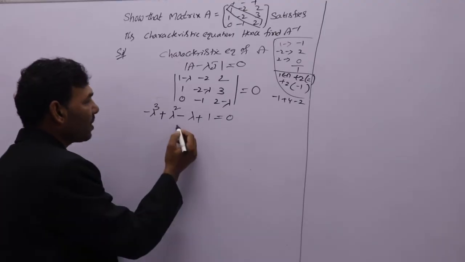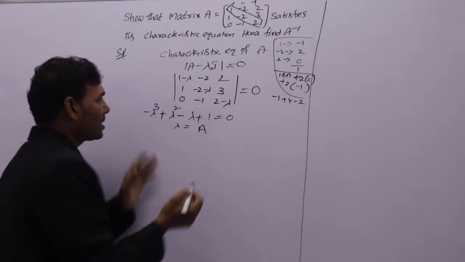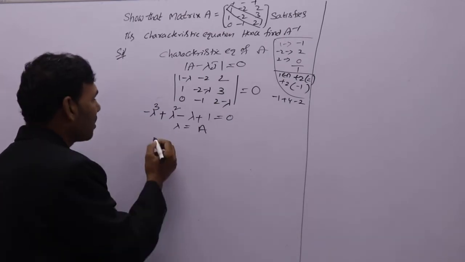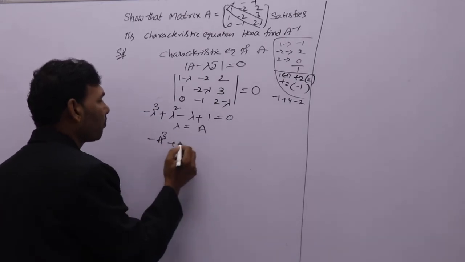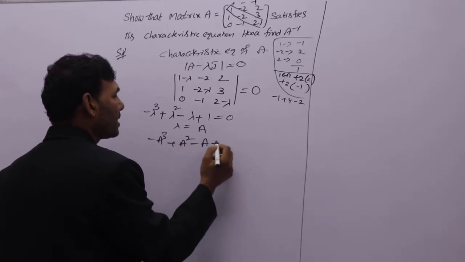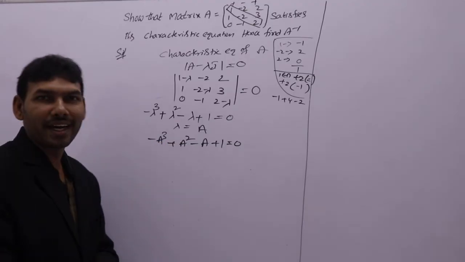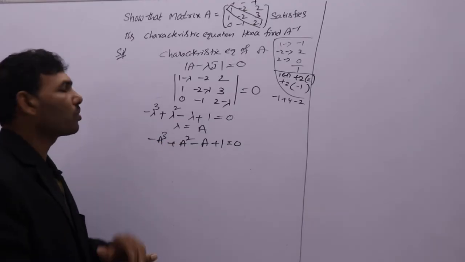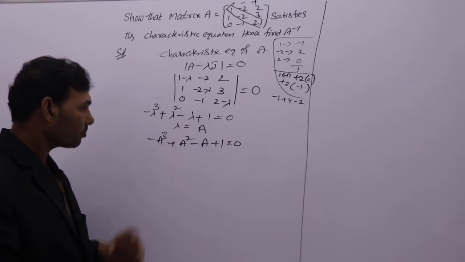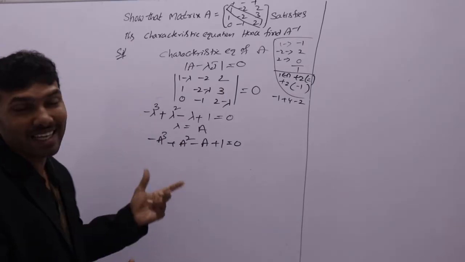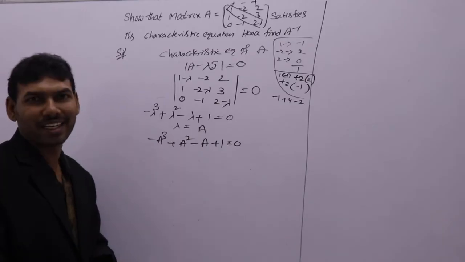This is the characteristic equation in lambda. Replace lambda with A in this. What you will get? Minus A cube plus A square minus A plus 1 equal to 0. Now we need to calculate A square and A cube. We have to substitute so that we will check whether matrix A is satisfying the characteristic equation or not.